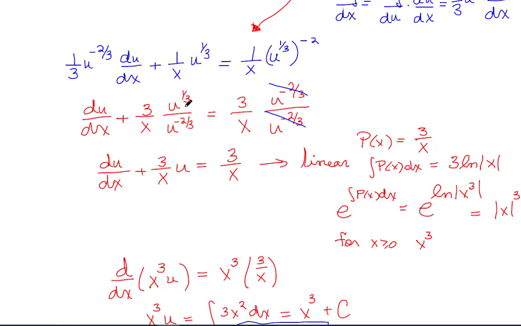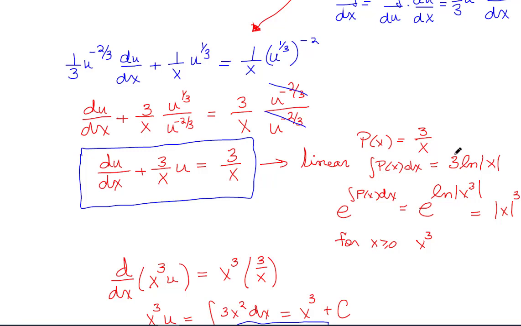U to the 1/3 over u to the minus 2/3. That's 1/3 minus a minus 2/3, which is 1/3 plus 2/3, which is 1. And so what we arrive at then is a differential equation that is linear. So my p of x is 3 over x, integral of that, I get 3 ln absolute value of x. All right, so that's e to that.